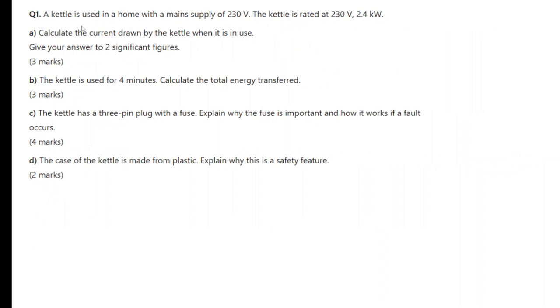A kettle is used in a home with a main supply of 230 volts. This is V. The kettle is rated at 230, which is the voltage, and 2.4 kilowatts. Now, what that means is the power is kilo. Kilo is 1000. 2.4 kilowatts is 2400 watts. It's like 2.4 kilometers is 2400 meters, multiplied by 1000. Just the same way, 2.4 kilowatts is 2400 watts.